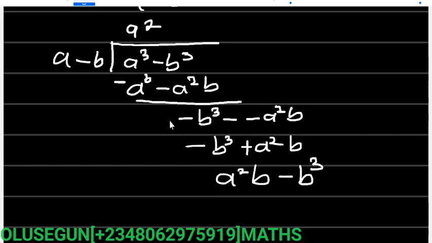So now what you are now going to do is this. You now use a again to divide a square b. You know it is plus already. So a divided by a square b will give you plus ab.